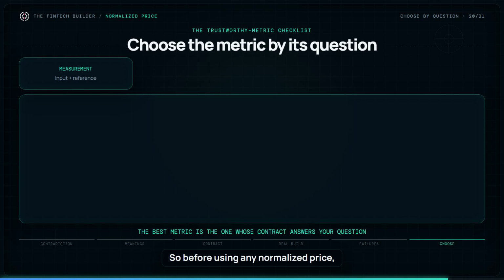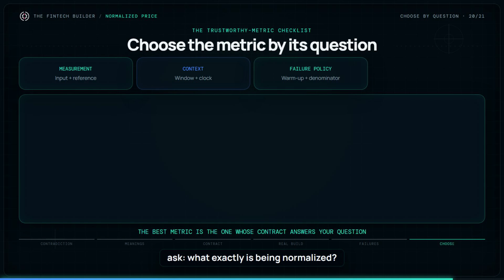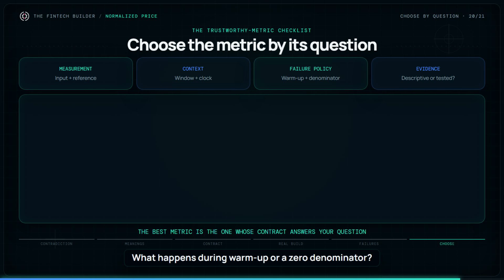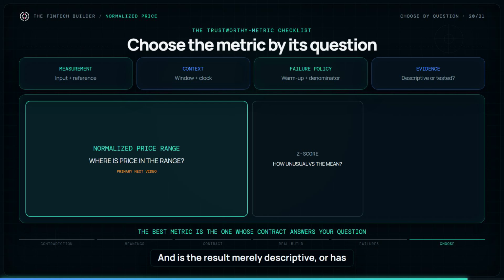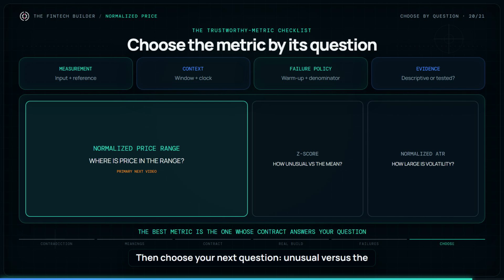So before using any normalized price, ask, what exactly is being normalized? Against which reference? Over what window? What is the unit and output range? What happens during warm-up or a zero denominator? Are prices adjusted consistently? And is the result merely descriptive, or has predictive usefulness been tested separately? Then choose your next question. Unusual versus the mean, location inside the range, volatility relative to price, or performance versus a benchmark.